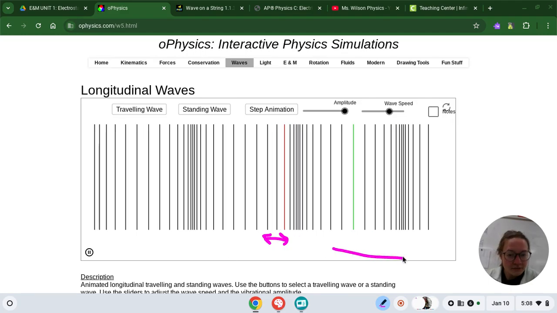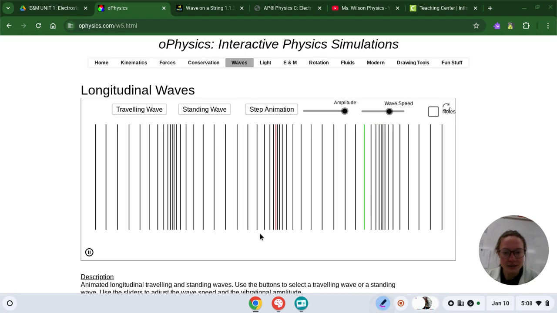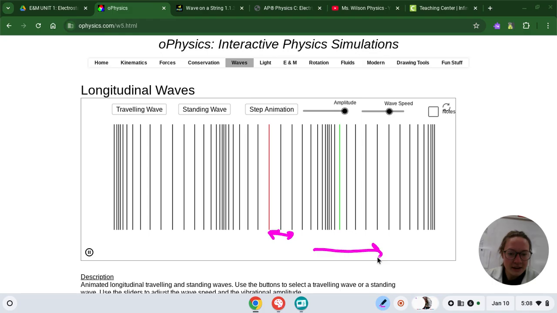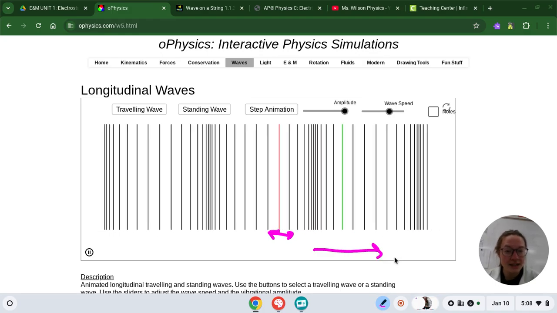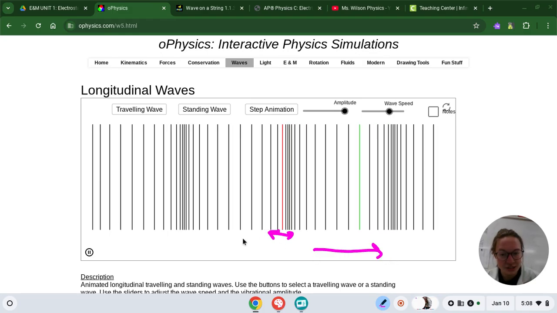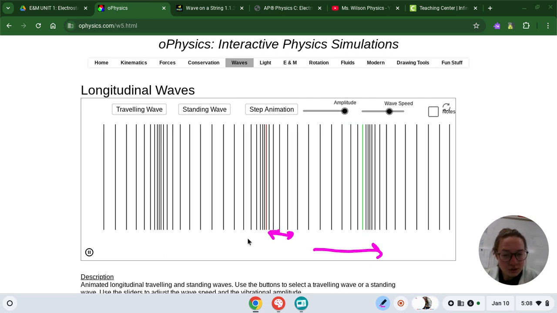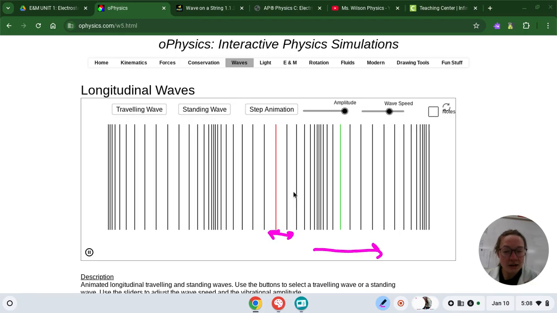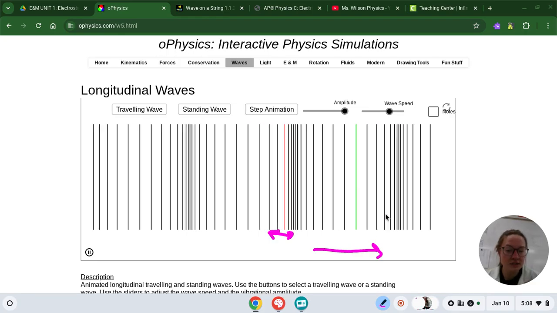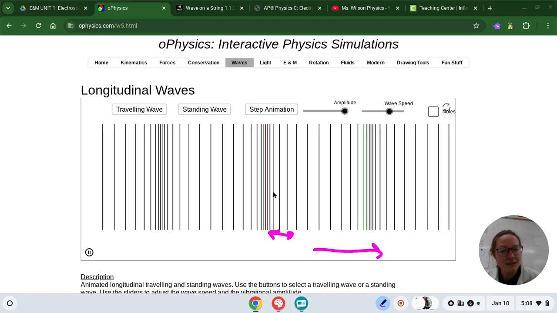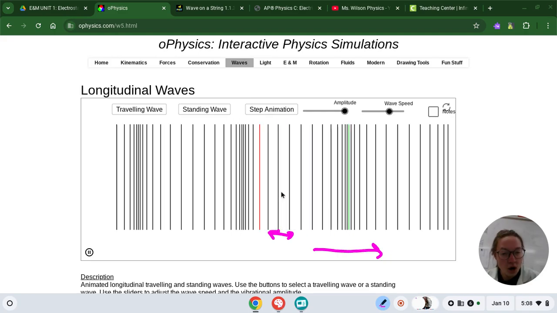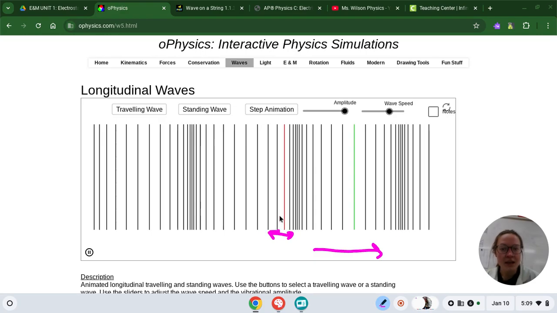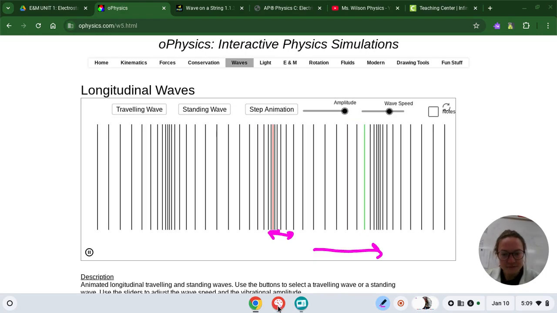The wave direction, oh wow, that was terrible. Let's try that again. This goes back and forth in one place. The wave travels one way, this way. That's the direction of the wave's propagation. A longitudinal wave is a wave in which the matter moves parallel to the direction of the wave, but notice that the matter still is not traveling. It's just oscillating back and forth in its place. This is a longitudinal wave.